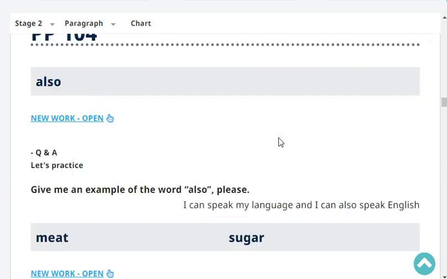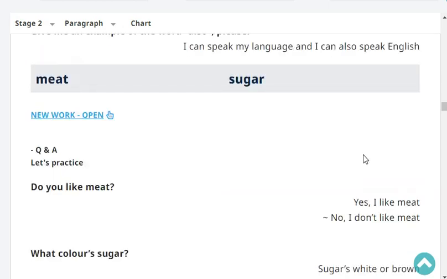First question. Give me an example of the word also, please. I can speak my language, and I can also speak English. Very good.